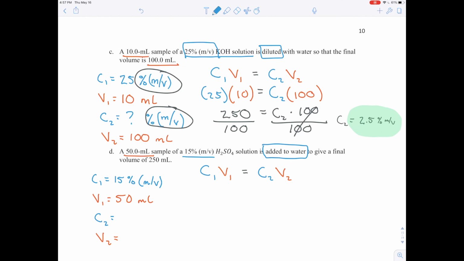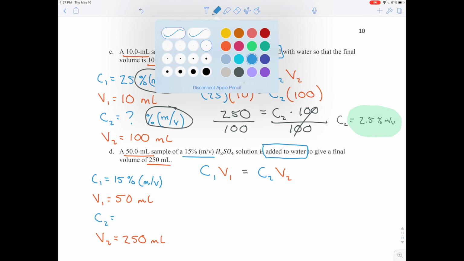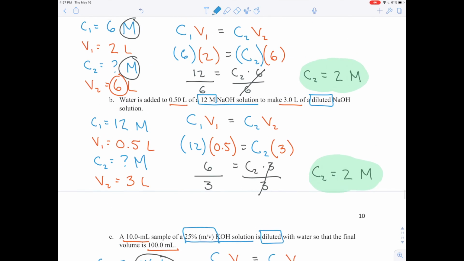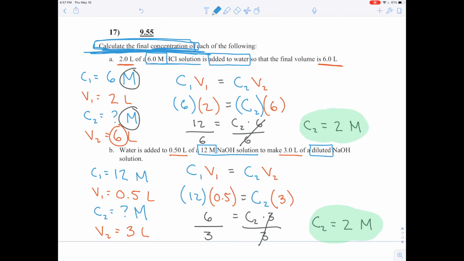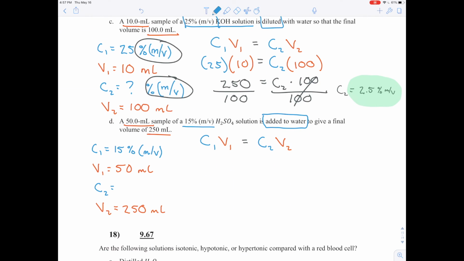It says it's added to water to give a final volume of 250 milliliters. So that's V2, 250 milliliters. And remember, for all these problems in exercise 8 or 17, they're asking you to calculate the final concentration. So that is what we want to find here. They don't ask for specific units, so we might as well keep it percent mass volume.